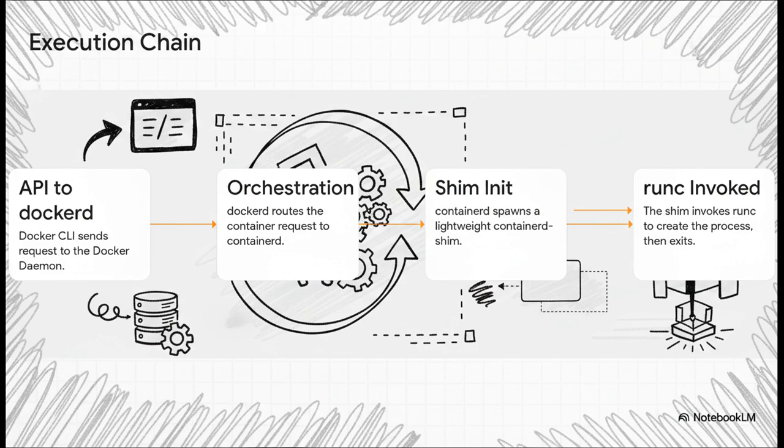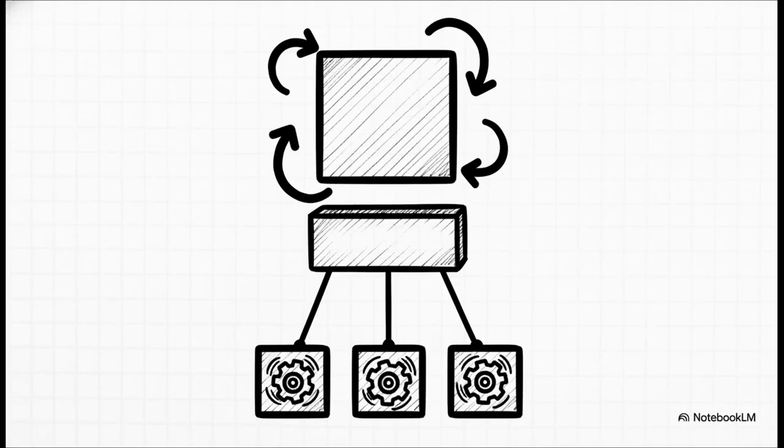Now, runc is the absolute lowest level engine here. It interacts directly with the kernel to configure all those namespaces and cgroups we just talked about. It spawns your process, and then boom, it immediately exits. Wait, if runc just bails, who's watching your container? Enter the loyal containerd shim.